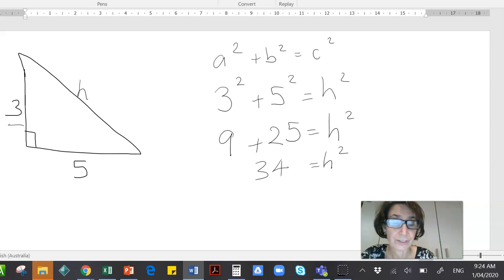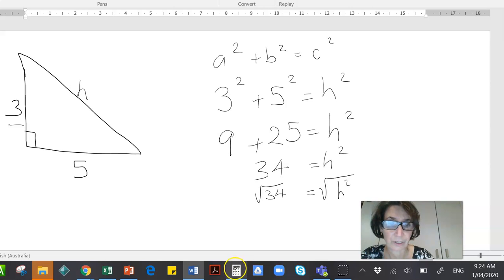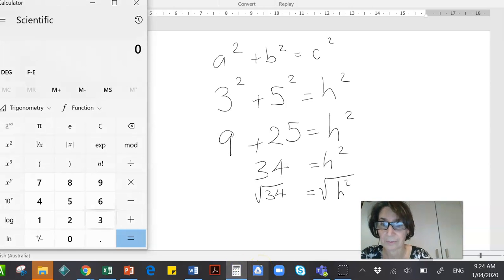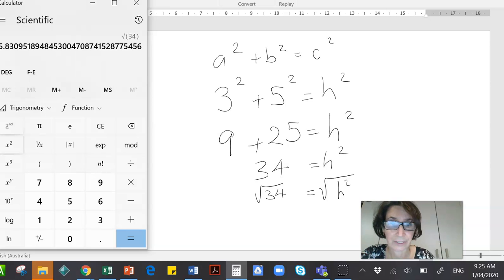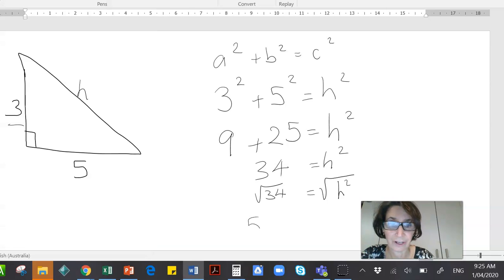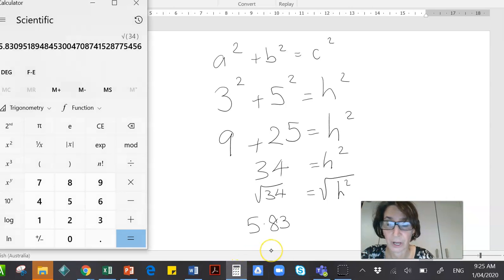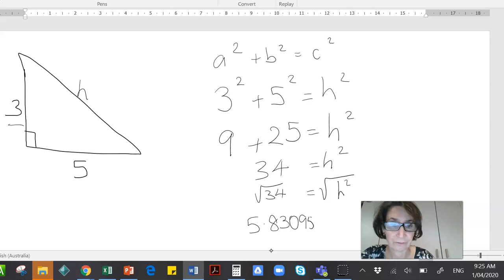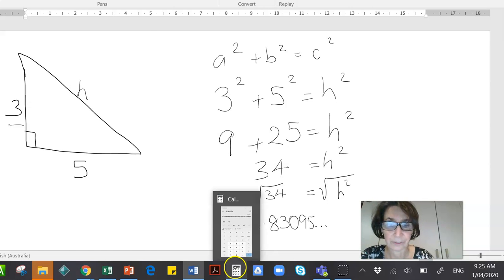Now to solve this equation, we are going to take the square root of both sides. So take the square root of h squared and the square root of 34. So I'm going to go to my calculator. I'm going to type in 34 and then second function square root. My goodness, the square root of 34 is 5.83095, and then a whole lot of other numbers there.